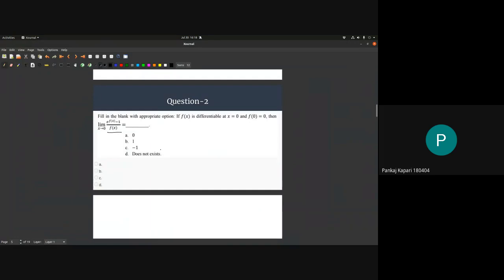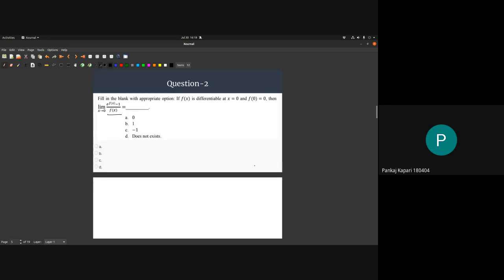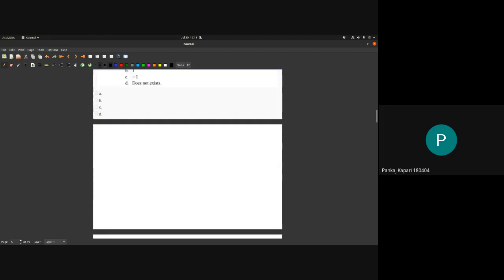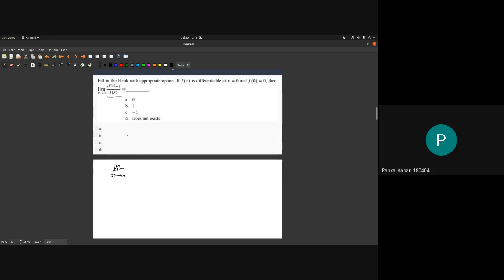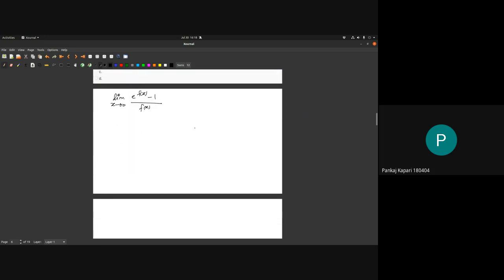Now, our hypothesis is given that f(x) is differentiable at x equal to 0 and f at 0 is 0. F takes value 0 at 0. So our problem is to calculate the limit as x tends to 0 of e to the power f(x) minus 1, divided by f of x. Okay. So what do you do?